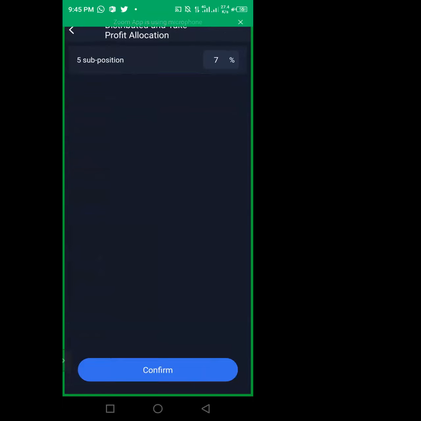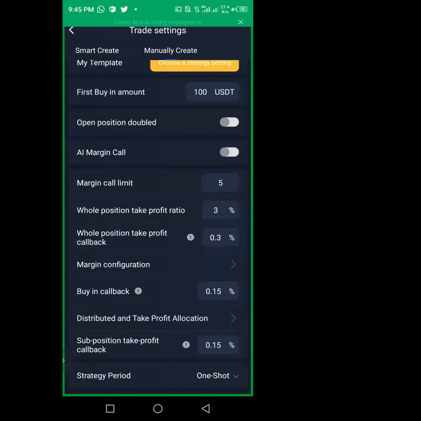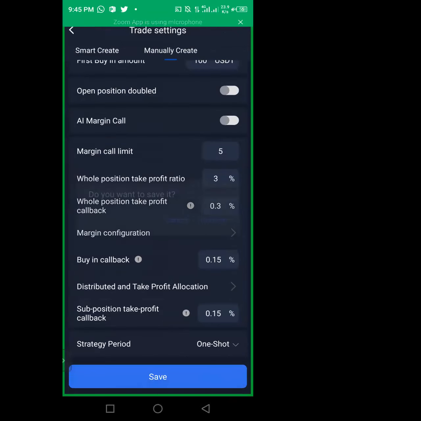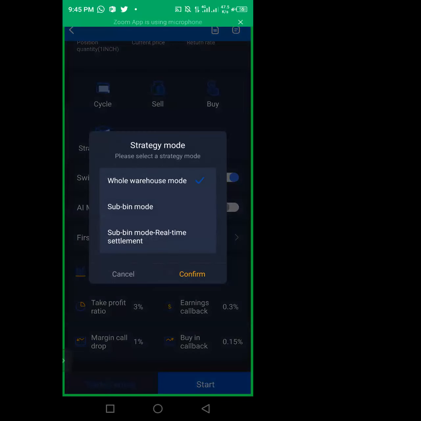So when that your return rate enters 2%, after it recovers from 5, it has recovered your coin and starts going 2%, total now will be 7%. It will not sell your fifth position. That is what we call the sub-bin mode real-time settlement. If you are using sub-bin mode real-time settlement, it will not sell.